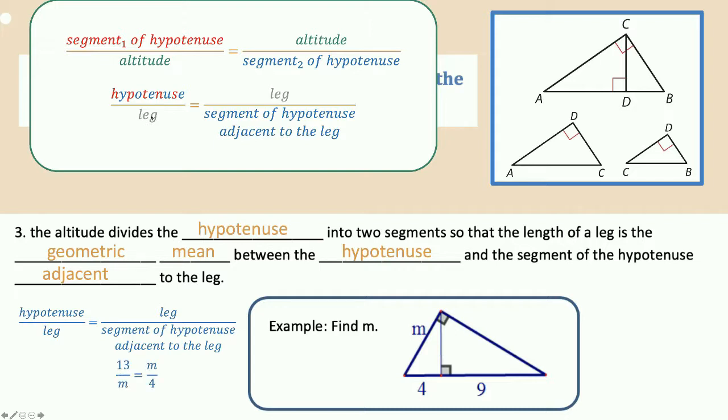And then we have to be careful here. It's the hypotenuse, and the hypotenuse is this whole length. So 4 plus 9 is 13, and that goes in the hypotenuse. And then how do we know if we choose 4 or 9? Well, we choose the one that is adjacent to the leg that we're talking about. So we use 4. We cross multiply, m squared equals 52. We take the square root of both sides, and we get m equals, if we simplify the square root of 52, 2 root 13, which is about 7.2.